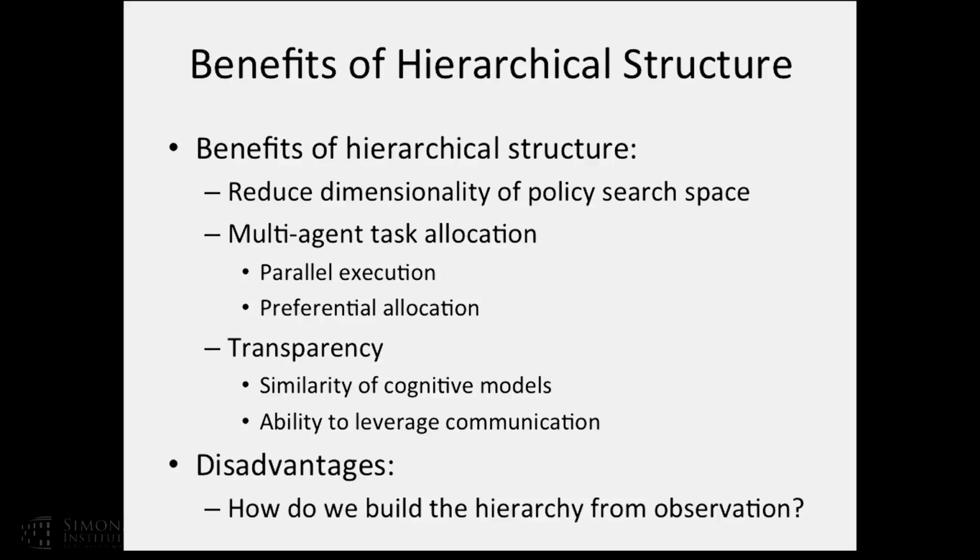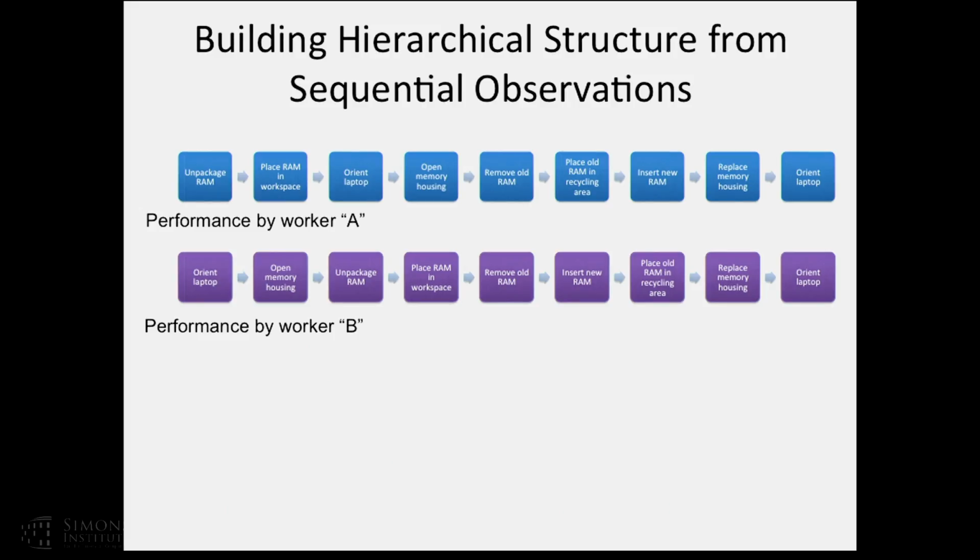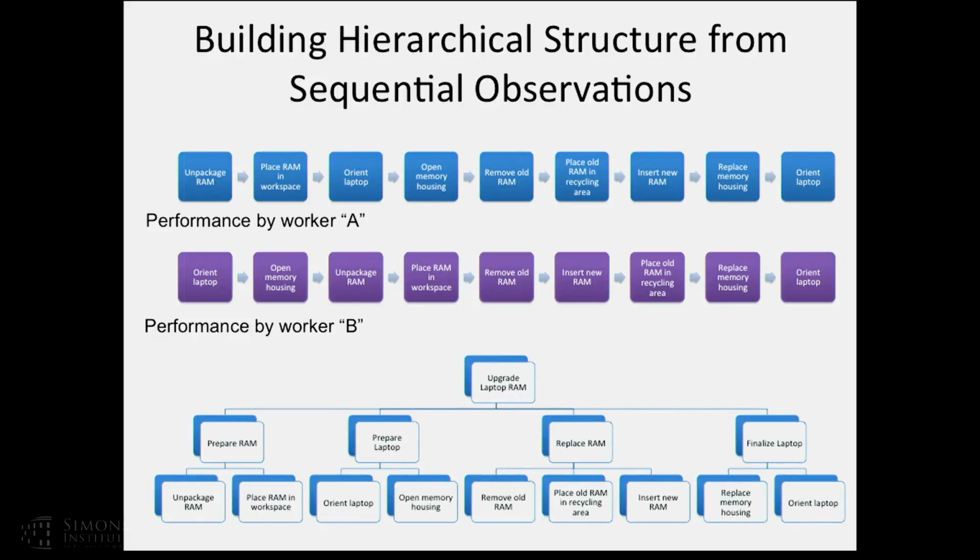Now, of course, the disadvantage of all of this is, where do we get this hierarchy from? We have all of these techniques and methods that are designed to operate on these linearized sequences of observations. If I'm swapping out the RAM in my laptop, I observe 3 different people doing it or 2 different people doing it, and they follow a sequence of steps. And maybe they don't follow the exact same sequence of steps, but all I get are these linearized sequences of observations. How do I take that and extract some hierarchical representation?